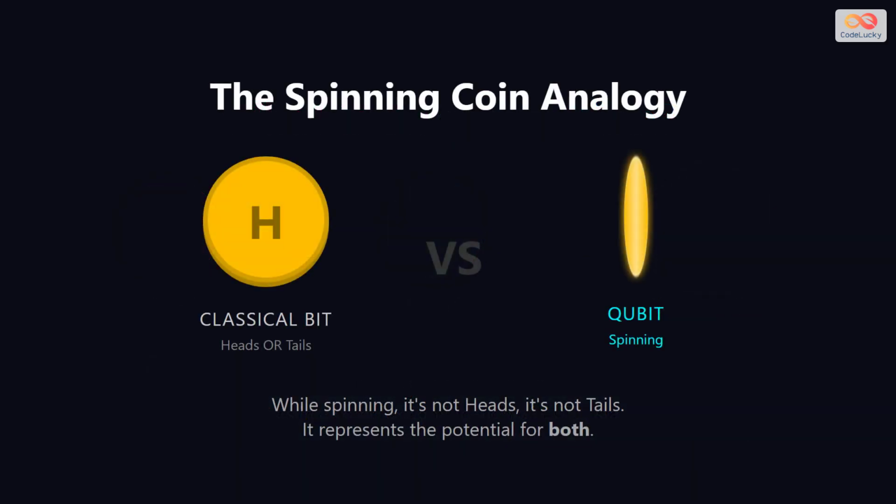Think of a coin. A classical bit is like a coin lying flat on the table. It is definitely heads or definitely tails. A qubit in superposition is like a coin spinning on its edge. While it is spinning, you cannot say it is heads or tails. It is in a dynamic state of being both potentials at once.